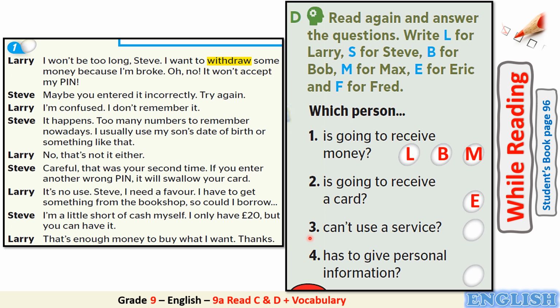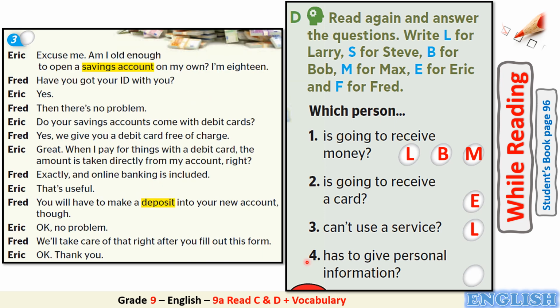Number 3. Which person can't use a service? Very good, my students. Larry. Can you find a clue in the dialogue to justify your answer? That's right. It's here. Good job, my students. Number 4.